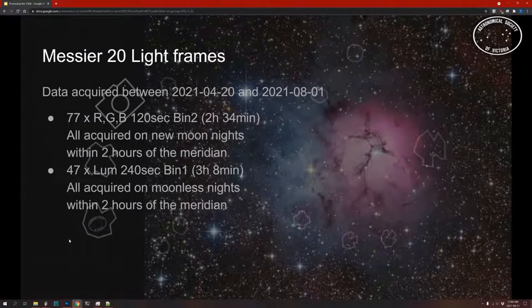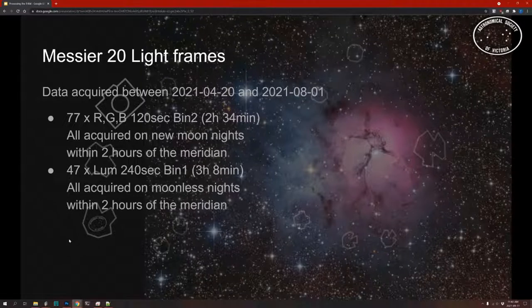These were acquired on, I say moonless nights, when the moon wasn't in the sky, but it did rise afterwards or set before I took these luminance subs. And they're all taken right at the highest the object got in the sky. Now, there's nothing magic about the 2 hours and 34 minutes or the 3 hours and 8 minutes.